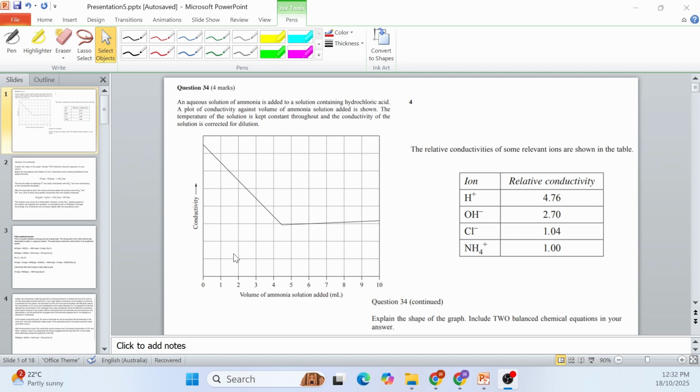An aqueous solution of ammonia is added to a solution containing hydrochloric acid. A plot of conductivity against volume of ammonia solution added is shown. The temperature of the solution is kept constant throughout, and the conductivity of the solution is corrected for dilution. Explain the shape of the graph, including 2 balanced chemical equations in your answer.